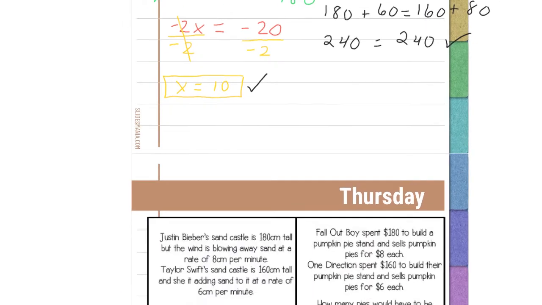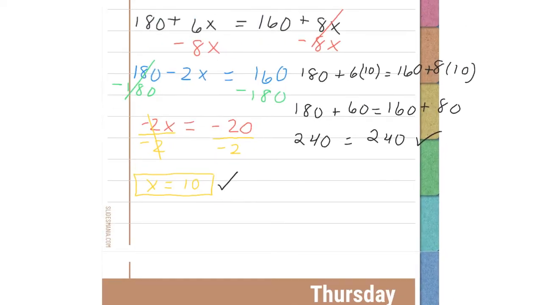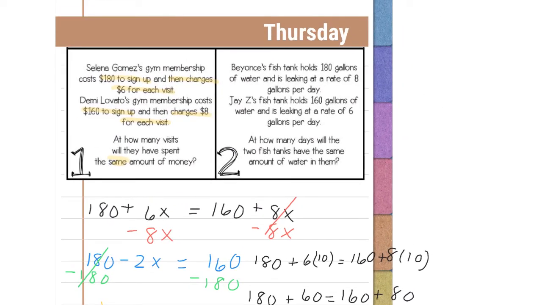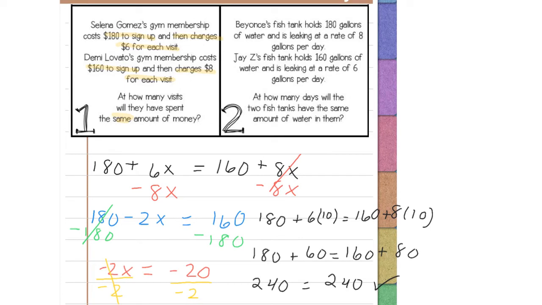All right, let's go ahead and move on. Oh, actually, I forgot. We have number 2 over here. So let me go ahead and erase this so we have more space.